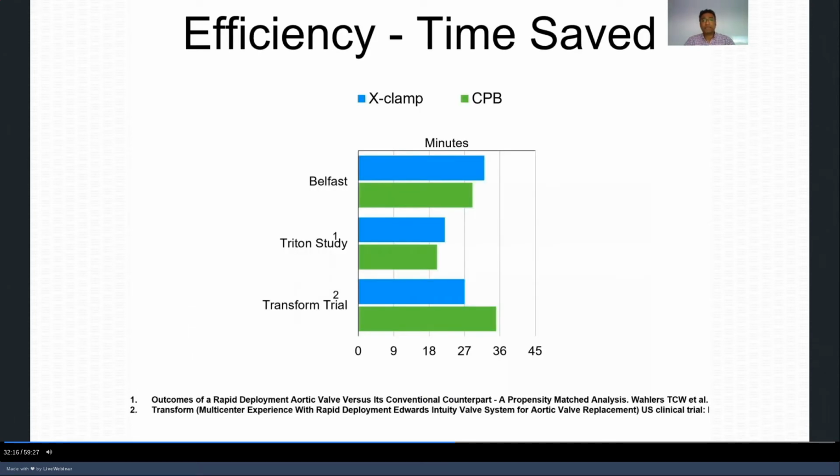In terms of efficiency, there's about a 25 to 30 minute savings on both cross-clamp and pump time, based on data from our institution, as well as that from the Triton and Transform trials, which were the safety and efficacy trials of the Intuity valve in Europe and in the US respectively.